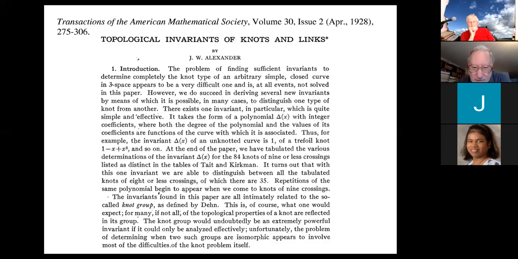And it turns out that it can distinguish a lot of knots. And then he remarks that the invariants found in this paper are all intimately related to the knot group as defined by Dehn. And at the end of the paper, we'll find remarks about how his work is related to the knot group. But the paper itself proceeds entirely combinatorially, and I'll show you how to make a matrix whose determinant is the Alexander polynomial.